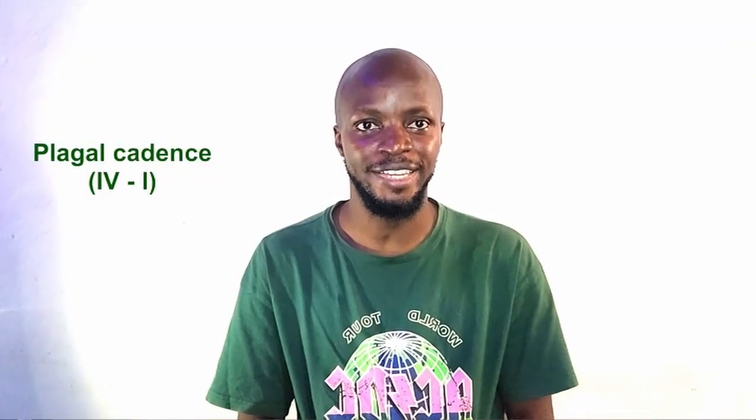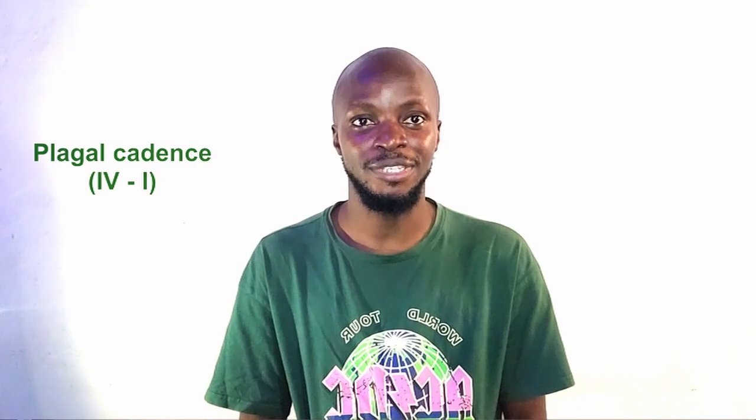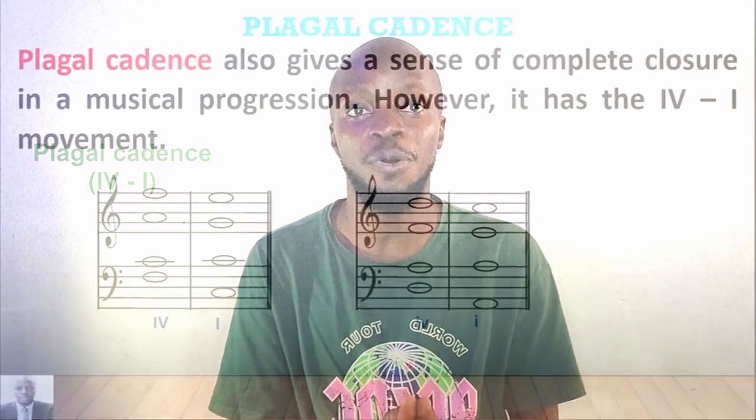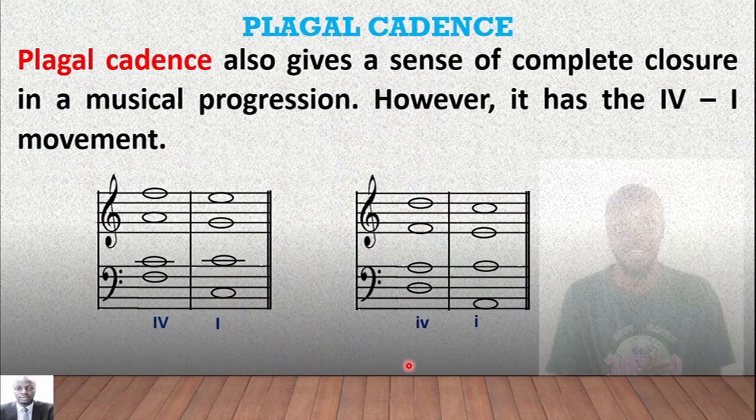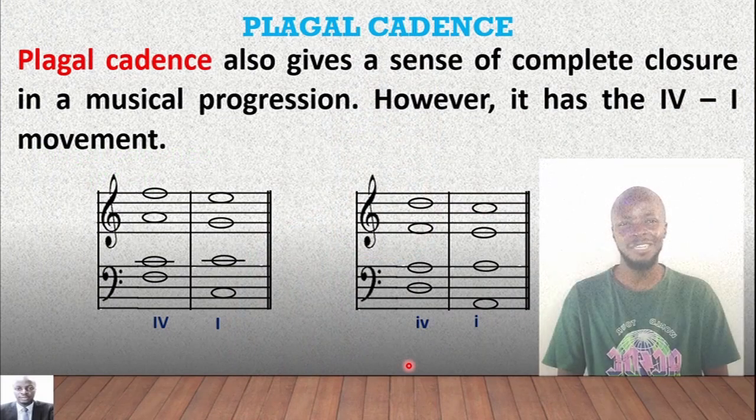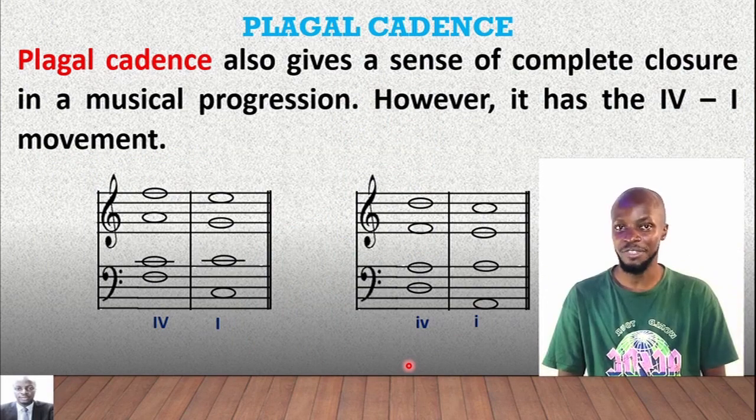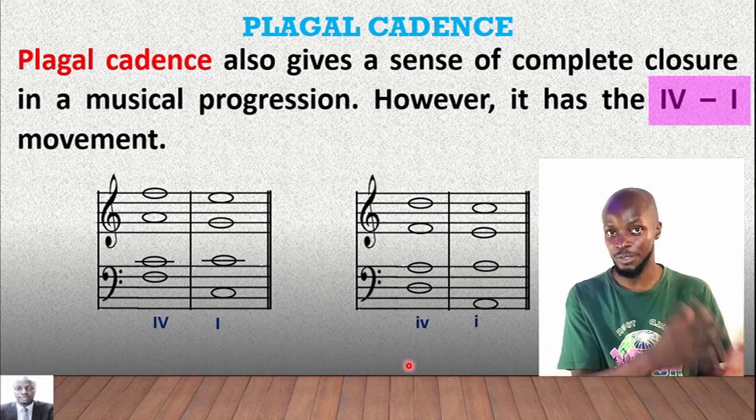The next one is the Plagal Cadence. Like I said previously, the Plagal Cadence is also called the Amen Cadence. Just like the authentic cadence, it gives a sense of completion or a sense of finality to a piece of music. But the chord combination differs from the authentic cadence, right? So usually the Plagal Cadence progresses from chord 4 to chord 1.